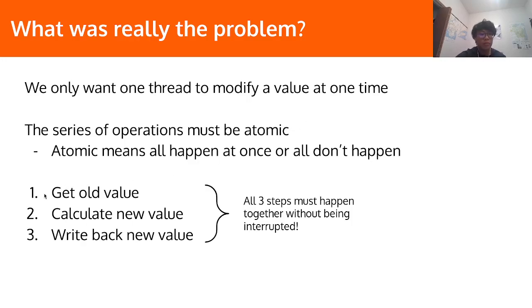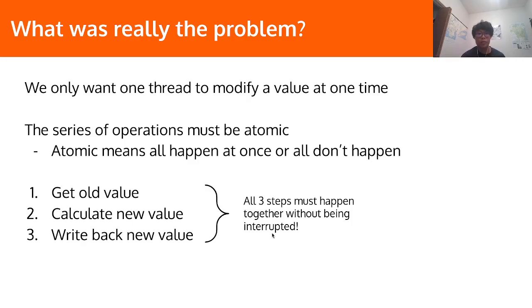Let's look exactly at why this happens. How do we update the transactions, right? There are three main steps. One is we get the old value from the bank, we calculate the new value, and then we write back the new value to the server. These are the three steps that are involved. And actually the key problem here is that these three steps must happen together without being interrupted, which is not what happened with the bank.